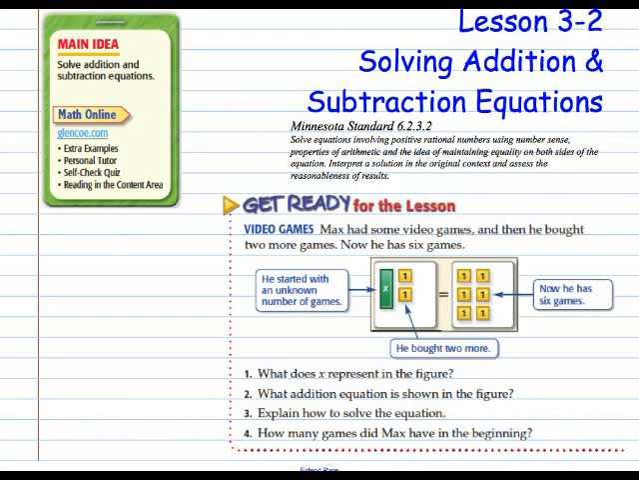This is lesson 3-2, solving addition and subtraction equations. Get ready for the lesson.